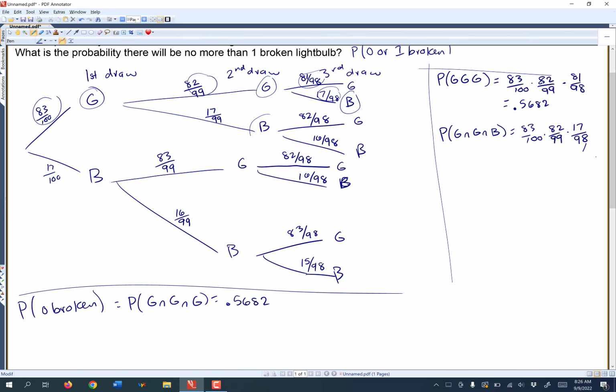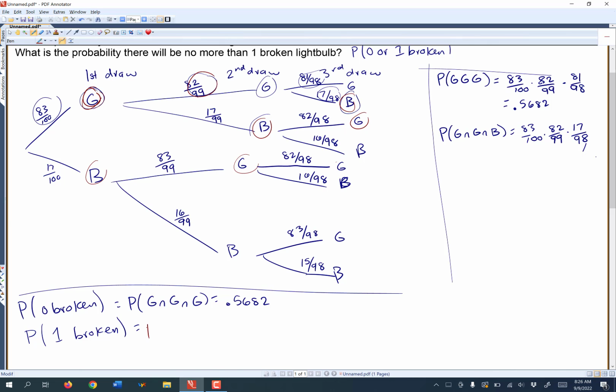Then it wants us to find the probability that there's no more than 1 broken, which we said is going to be 0 or 1 broken. So let's take an intermediate step and find the probability of 1 broken. How are the different ways I can get 1 broken? There's a few different ways to do it. Let's find them all. To get 1 broken, I could do good, good, broken. Or I could do good, broken, good. Or I could do broken, good, good.